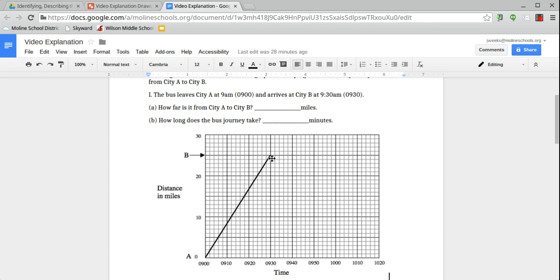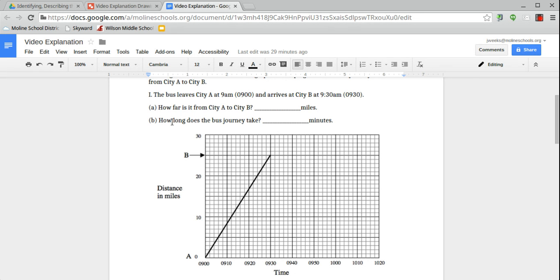So my first question is how far is it from city A to city B? I want you to pause me here and predict your answer. So if I start at the bottom on distance, because they're asking me how far is it from city A to city B, it looks like I'm counting by fives. 0 to 5, 5 to 10, 10 to 15, 15 to 20, 20 to 25 will get me to city B. It appears they are 25 miles apart. If that's what you predicted, good job.